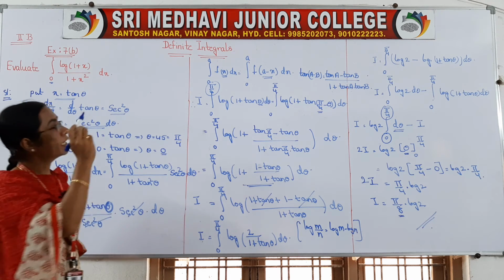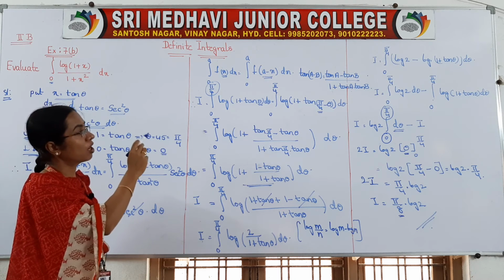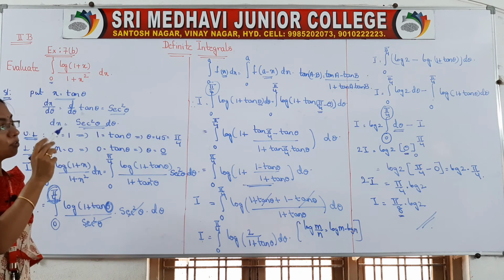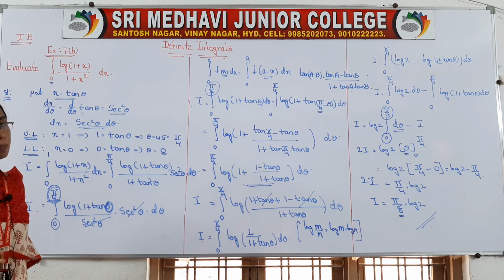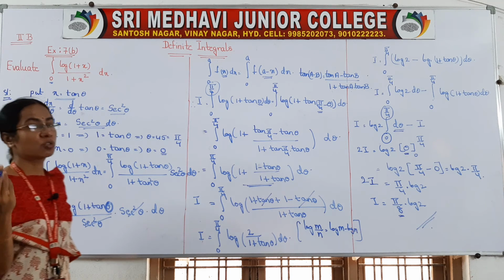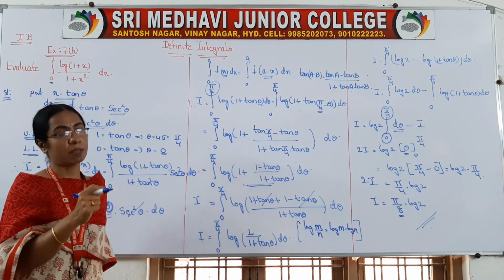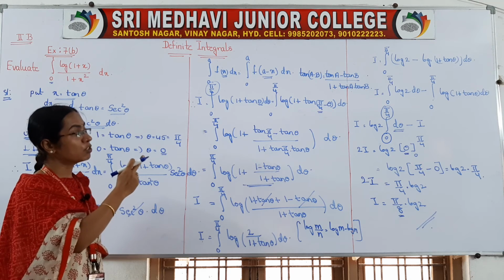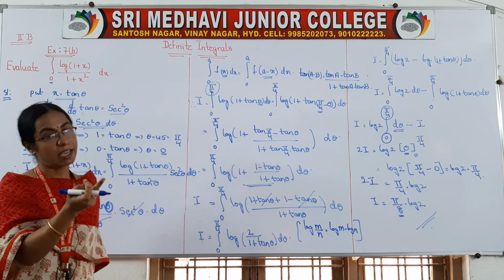Okay, so integral 0 to pi by 4 log of 1 plus tan theta d theta is integral 0 to pi by 4 log of 1 plus the same a minus x form. So in x place theta, in a place pi by 4, so pi by 4 minus theta. Again we got in which form? Tan a minus tan b form.